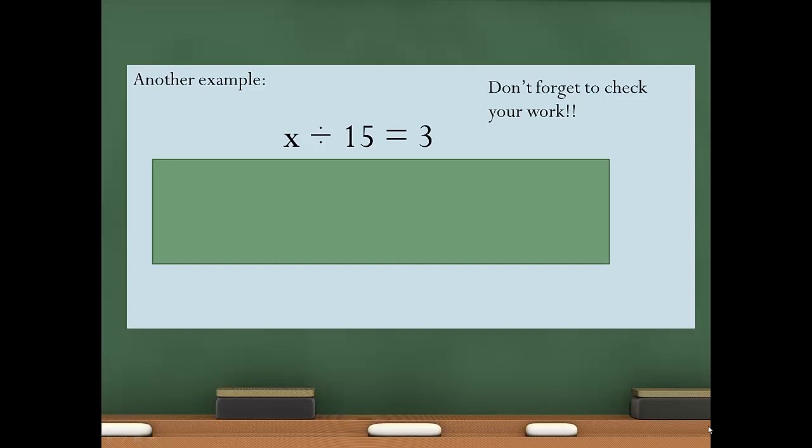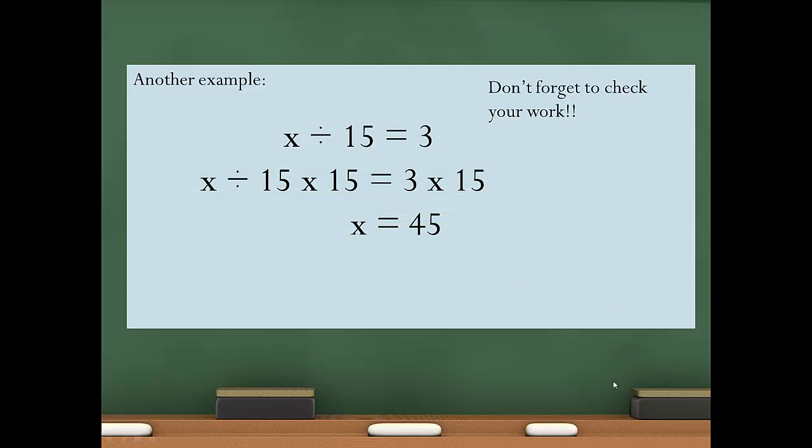Let's go ahead and see if we got the same answers. Check your work. Did you use the inverse of division, which is multiplication, to multiply each side by 15 and get x equals 45? Did you go back and check your work? 45 divided by 15 equals 3.